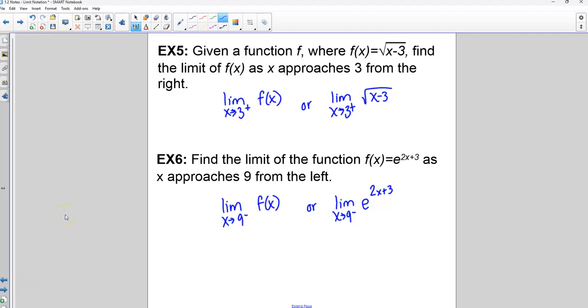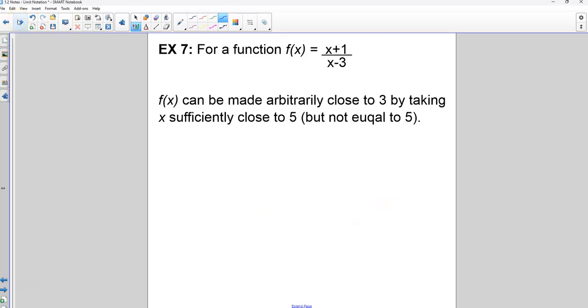Okay, easy enough. Makes sense. Let's move on to the next one.